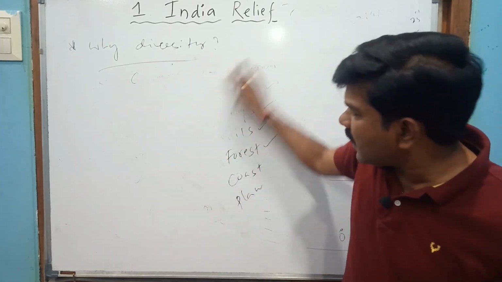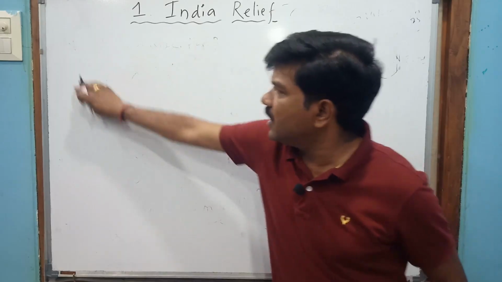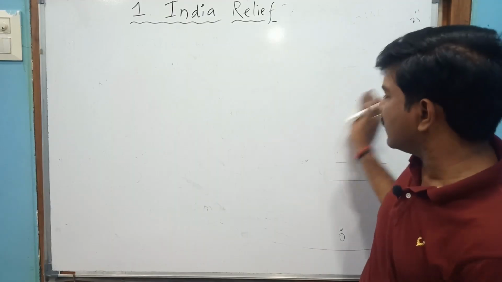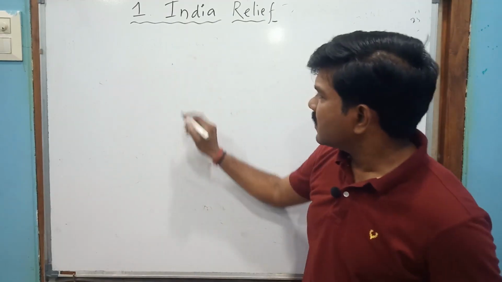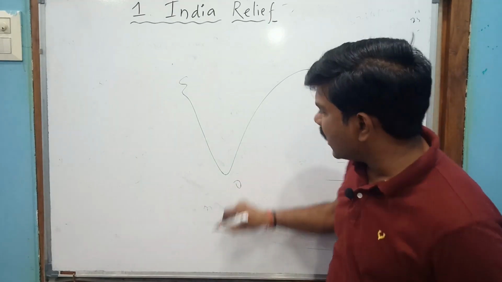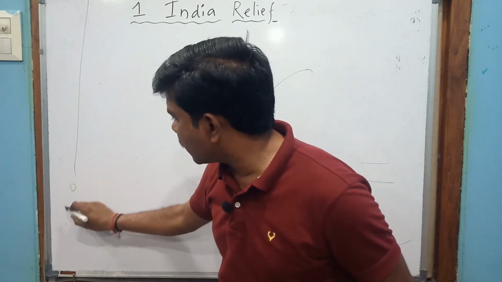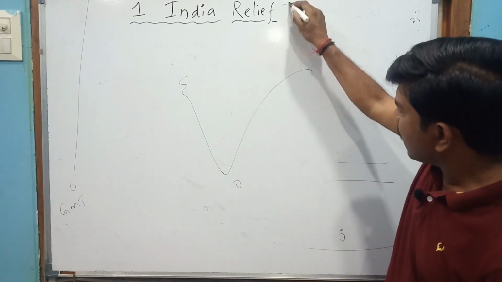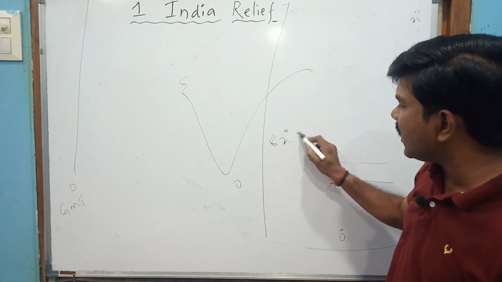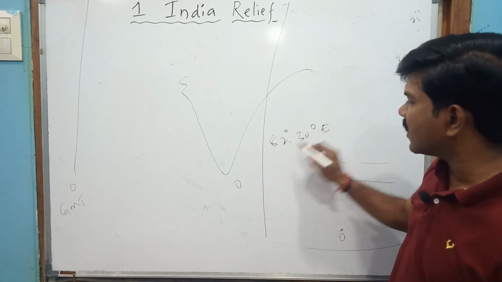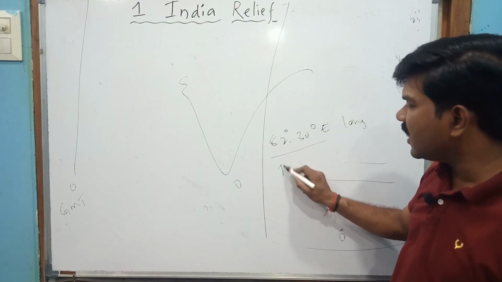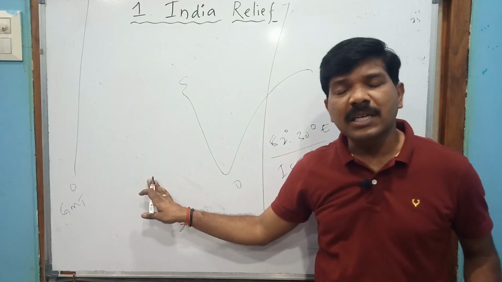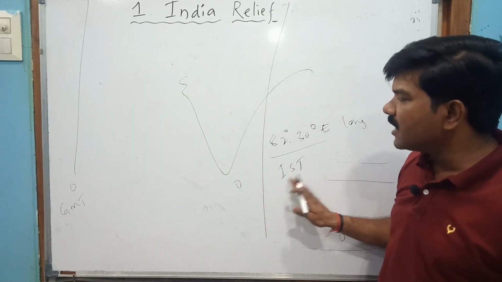Next, there is a time difference between GMT and IST. In your 9th class you learned about IST and GMT. GMT is Greenwich Mean Time. In India, 82 degree 30 minutes east longitude is considered as Indian Standard Time.